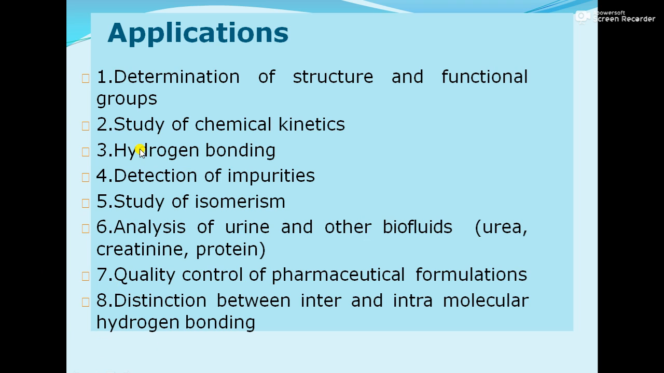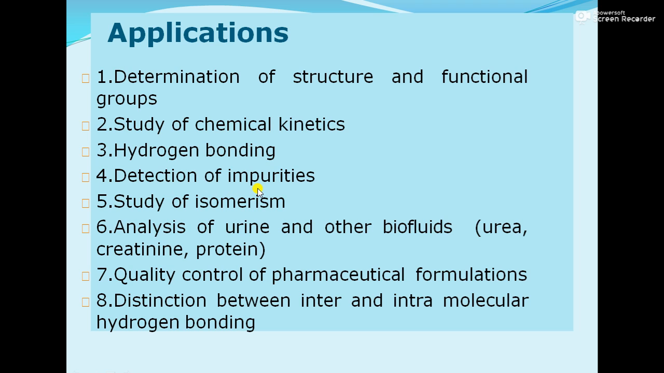Then it can be used to study chemical kinetics. A comparison between the IR spectra of reactant and product can help to determine the course of the reaction and the kinetics of the reaction. Then it can help with hydrogen bonding. IR spectroscopy gives information about hydrogen bonding. Bands due to hydrogen bonding appear at very low frequency. It can help to detect impurities also. It can distinguish between intermolecular and intramolecular hydrogen bonding also.